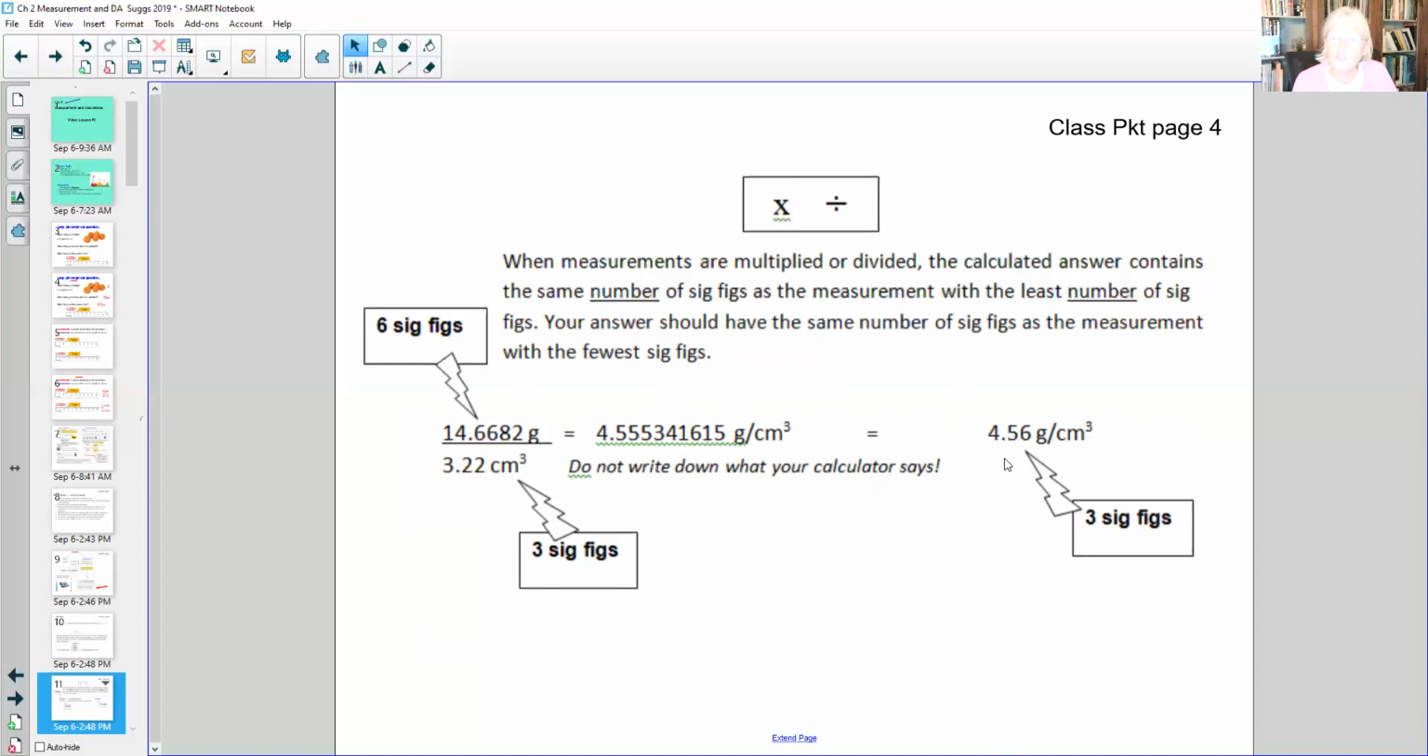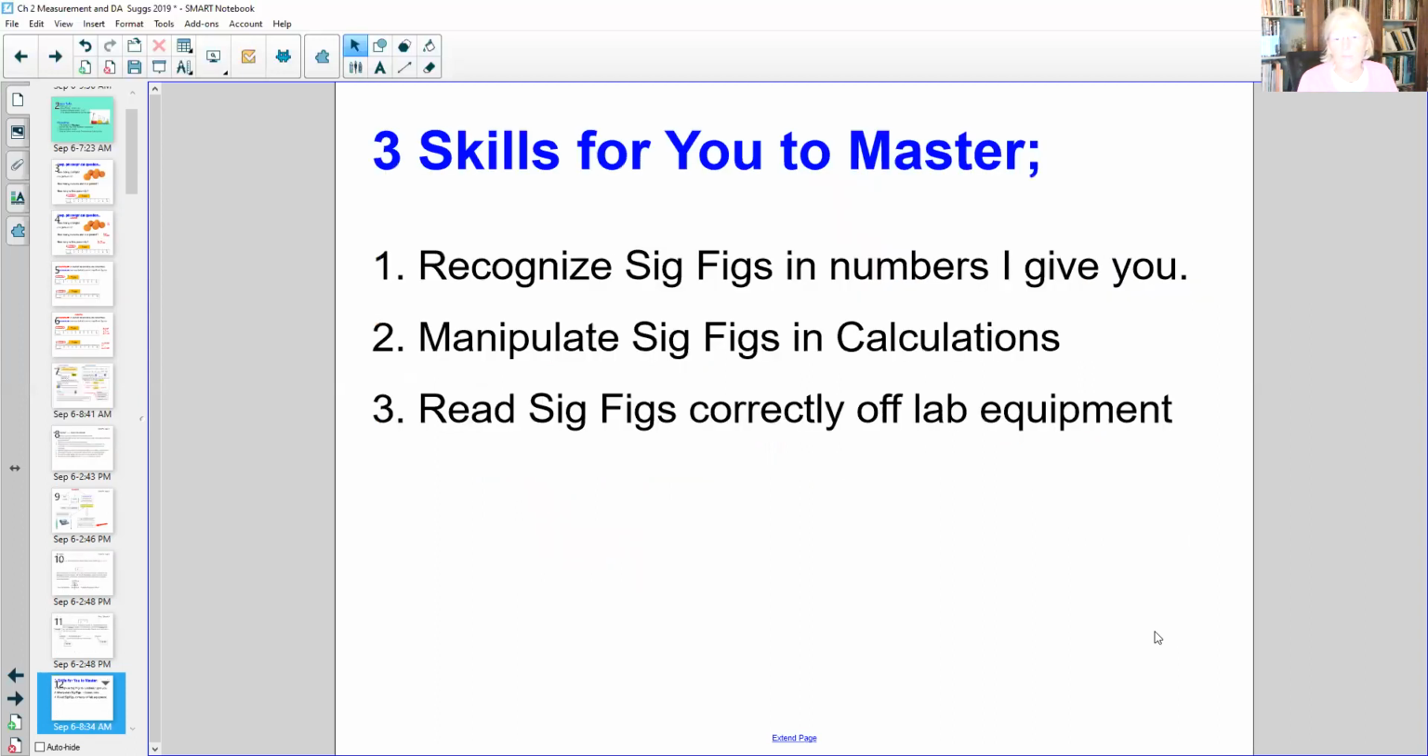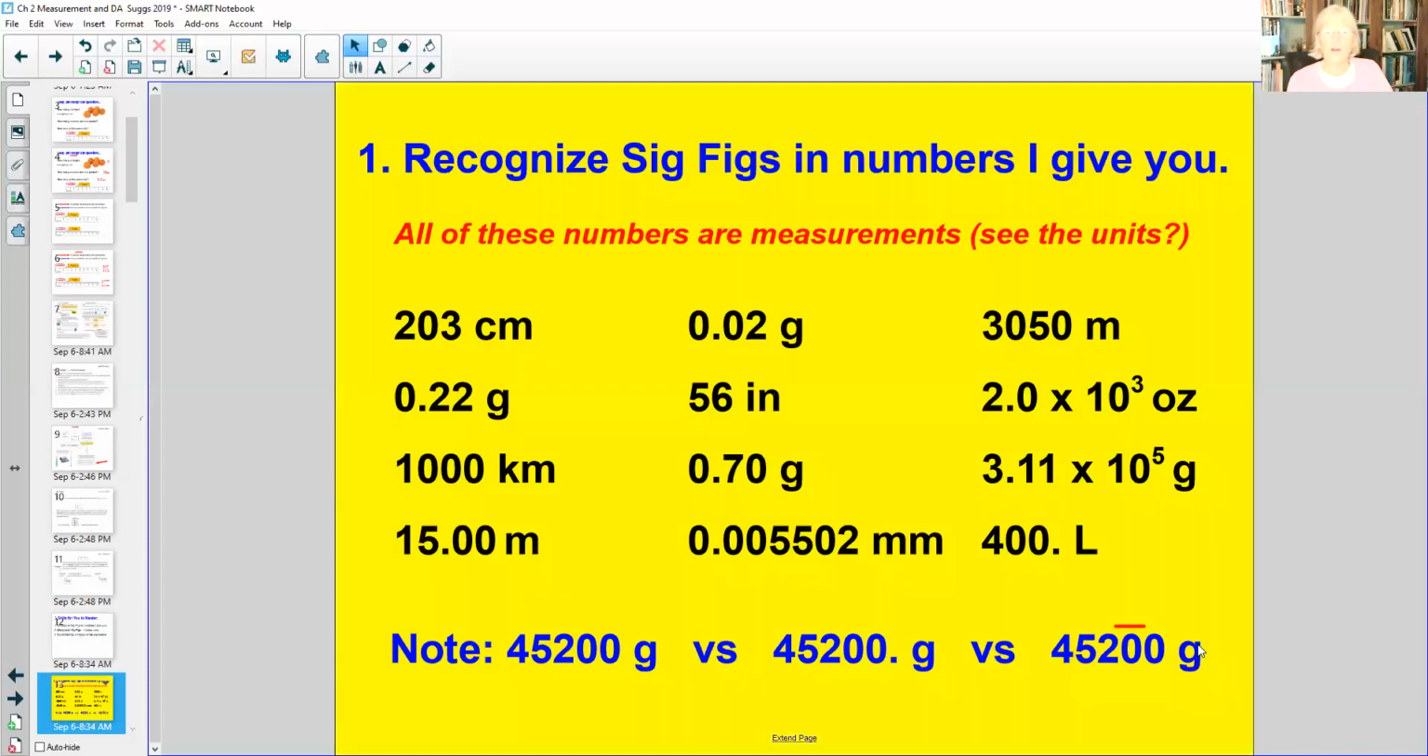So you'll notice there's a different rule for adding and subtracting versus multiplying and dividing. So there are 3 skills you need to master in this lesson. First, whenever I give you a number, you have to recognize how many sig figs are in it. Second, when you do calculations, add and subtract, or multiply and divide, you need to write the answer to the correct number of sig figs. Third, when I give you a measuring device, you have to record those measurements with the correct number of sig figs. So here we go.